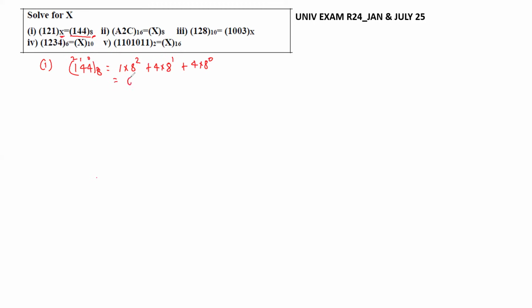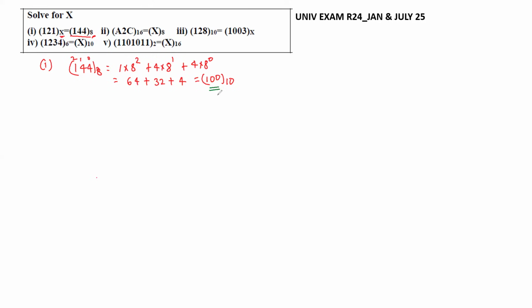Finally, 8 to the power 2 is 64, here it is 32, and here plus 4, since 8 to the power 0 is 1. So finally this equals 100. This 100 is the decimal. If you expand any given number system in this format, you will get the decimal equivalent.